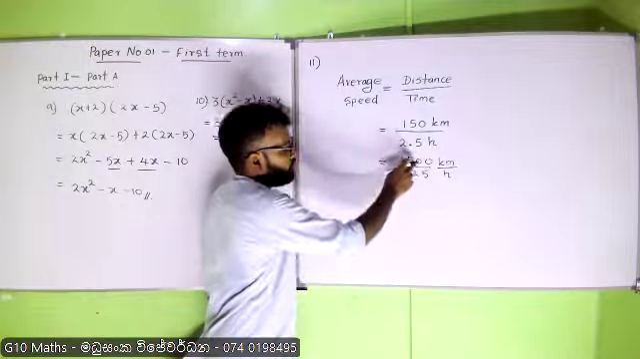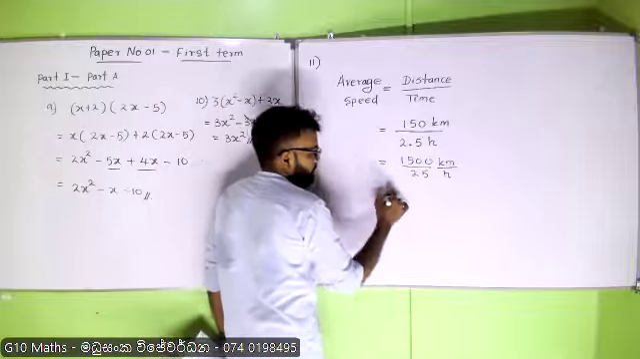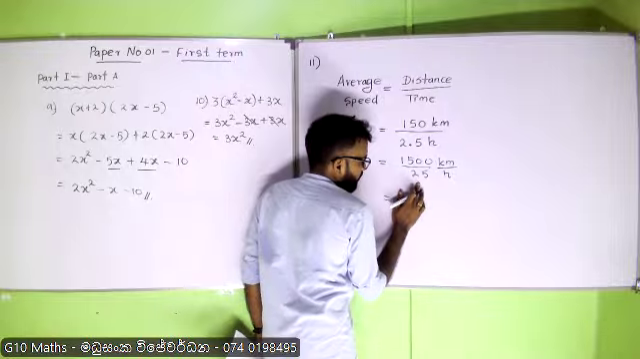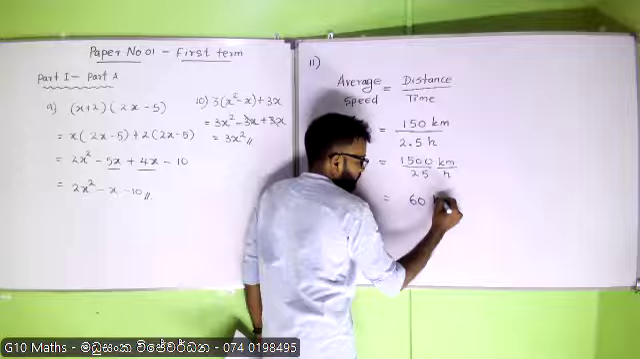So that we have 1500 divided by 25. So you can divide it, right? So the answer will be, 150 divided by 25 is 60. Okay? Kilometer.